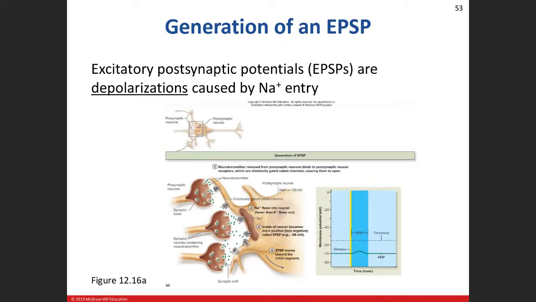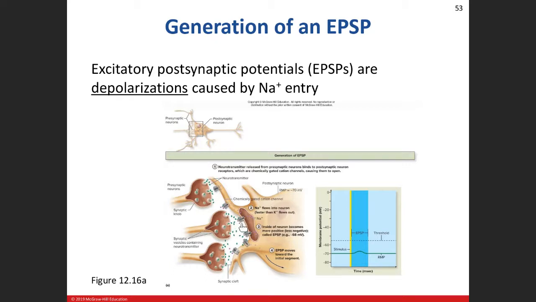So let me show you the picture here, so you know what I'm talking about. Here you can see our presynaptic neurons, all these different presynaptic neurons synapsing onto our postsynaptic neuron. They're releasing their neurotransmitter. That neurotransmitter diffuses across the synaptic cleft and finds a receptor on these gates here. It binds to the receptor, and that receptor now stimulates the opening of the gate.